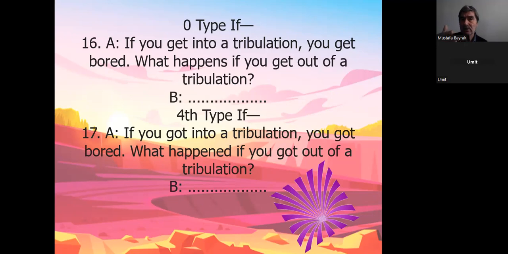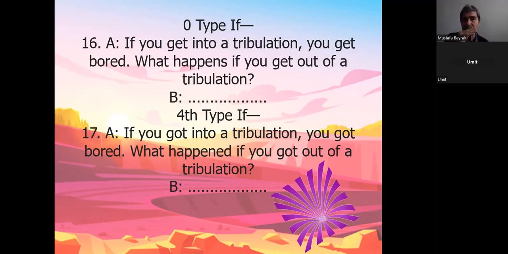16a. If you get into a tribulation, you get bored. This is quite natural, okay? Present. If you get into a tribulation, you get bored. You are a human being. We are human beings. Okay. What happens if you get out of a tribulation? But it is also natural. It is also a fact that if we get out of a tribulation, we get happy. We become happy. We feel happy. If we get out of a tribulation, we are happy. We are cheerful, joyful.